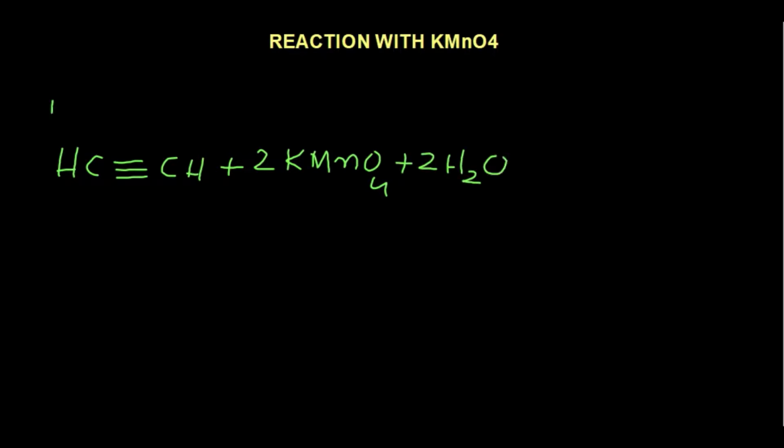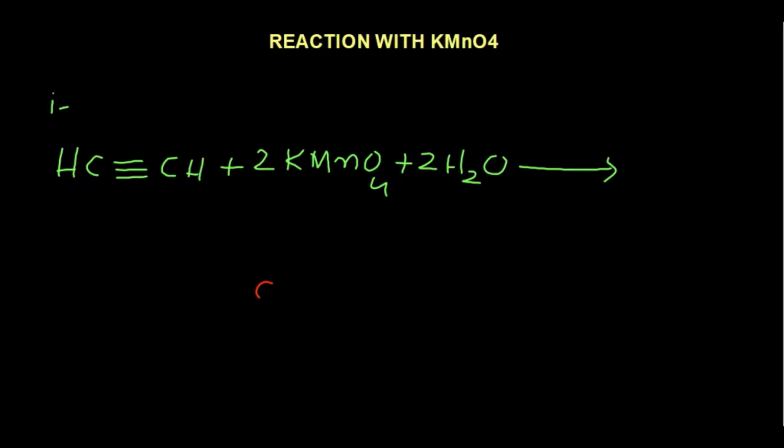Now students, we will understand this reaction with the help of an example. For example, we have ethyne molecule. Right students, and we react ethyne molecule with concentrated potassium permanganate, 2KMnO4, in the presence of water. In the first step, right students, this is the first step of the reaction. Now we will see what product is formed after this reaction.